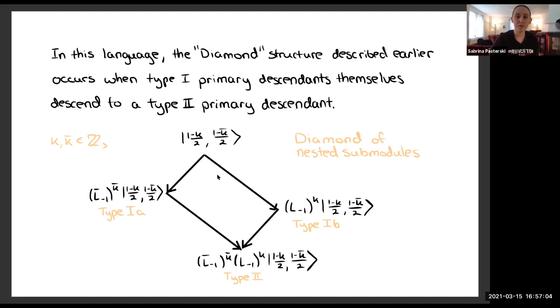So you have these nested submodules, and in a couple of slides I'm going to talk about whether or not you would actually end up quotienting by these. In celestial CFT you don't.